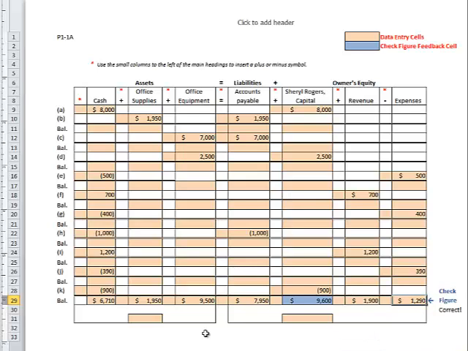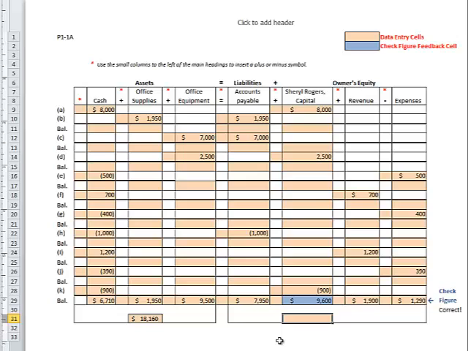Okay, so now we have to make sure that our accounting equation is in balance. So the first thing we'll do is add up all our assets and place it in this cell. So 6,710, 1,950, and 9,500 equal 18,160.